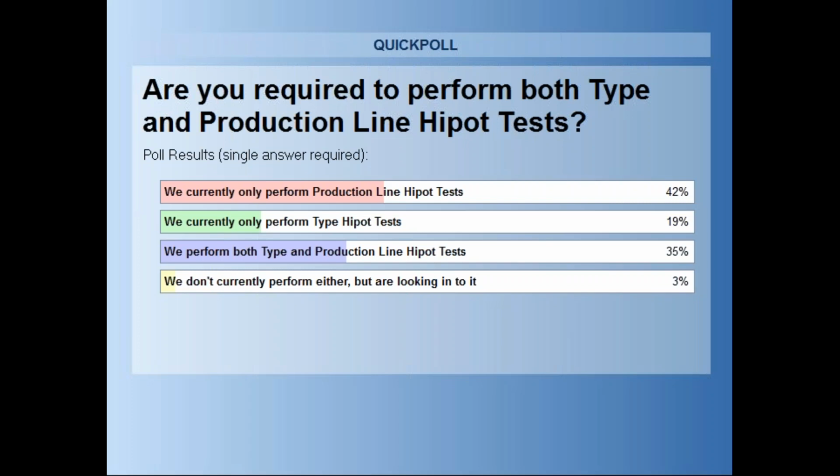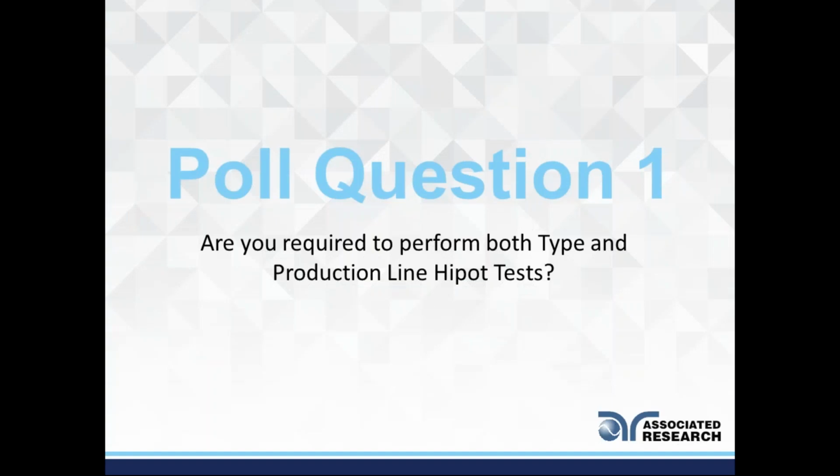42% of you are only performing production line Hipot tests, 19% of you only perform type Hipot tests, 35% of you perform both type and production line Hipot tests, and 3% of you don't currently perform either. Thank you guys so much for participating. Thank you, Allison.